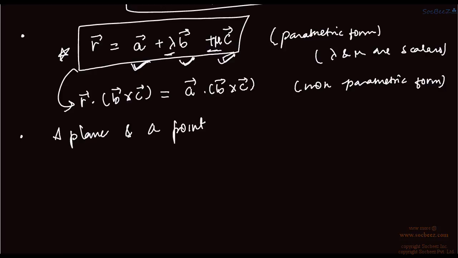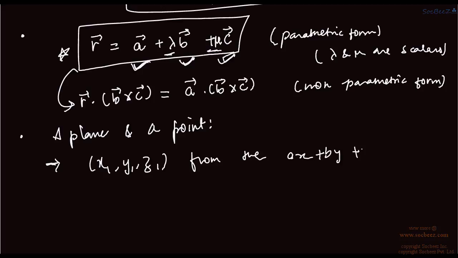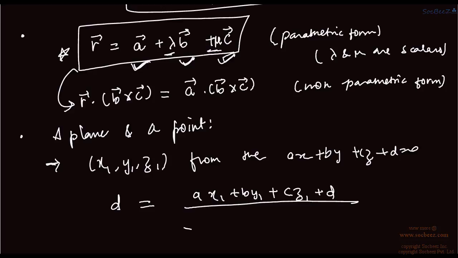A plane and a point. First thing about a plane and a point is the distance of a point, let's say x1, y1, z1, from the normal form equation of a plane, ax plus by plus cz plus d is equal to 0. The distance is given by ax1 plus by1 plus cz1 plus d, just like the straight lines, put the point, divided by root of a square plus b square plus c square.